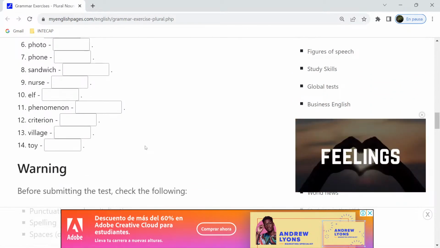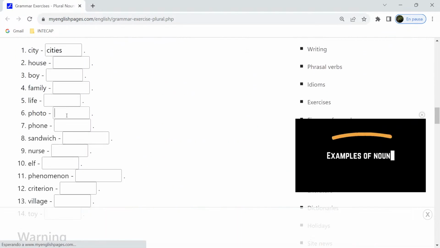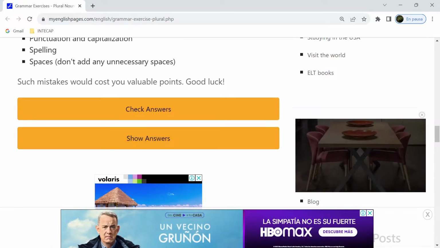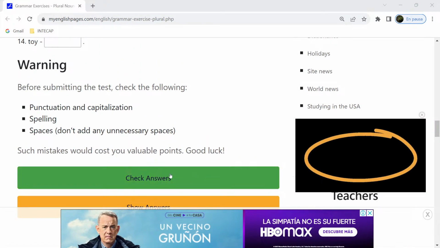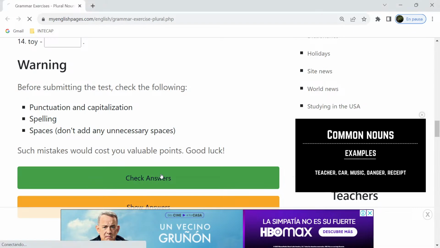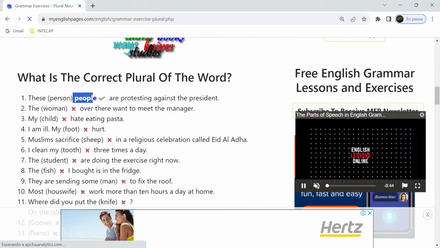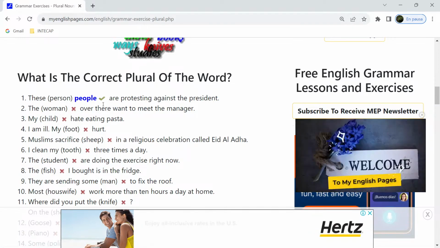Once you have completed all the blank spaces and also the plural nouns, all the way to the bottom you see this option that says check answers. When you check the answers, if you got them correctly, you are going to see it highlighted and bolded in blue, and you will see a little check to the right side of it. That means it is correct.